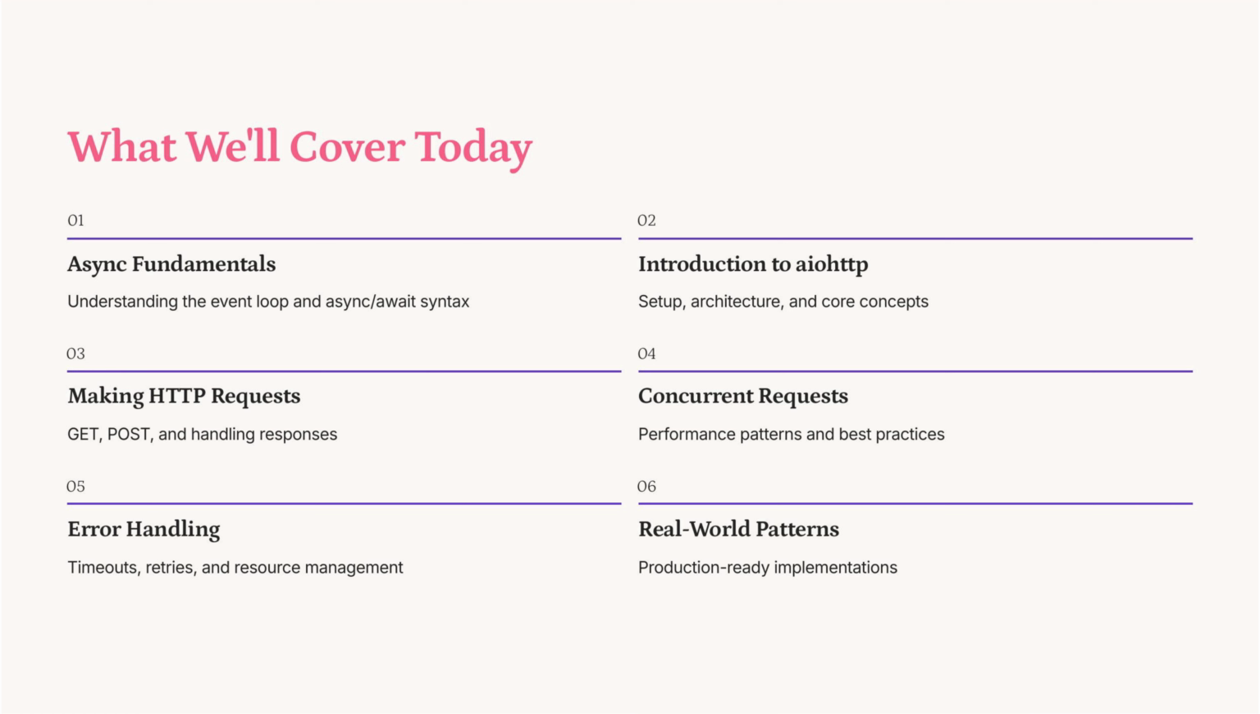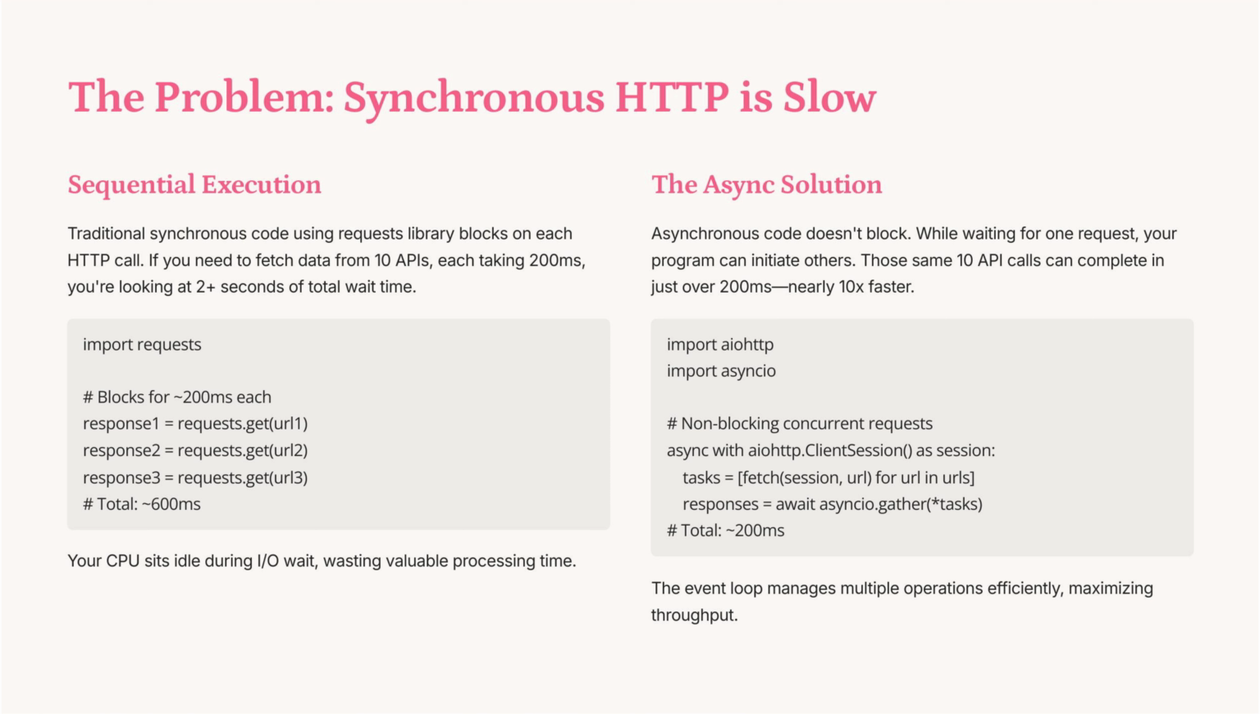Async I/O in Python, particularly with aiohttp, allows for high-performance applications by enabling concurrent HTTP requests. The event loop efficiently manages multiple operations, maximizing throughput. This approach contrasts with synchronous HTTP calls, which block execution and waste CPU time during I/O waits, leading to slower performance. Synchronous HTTP requests block execution, causing delays as each call waits for completion.